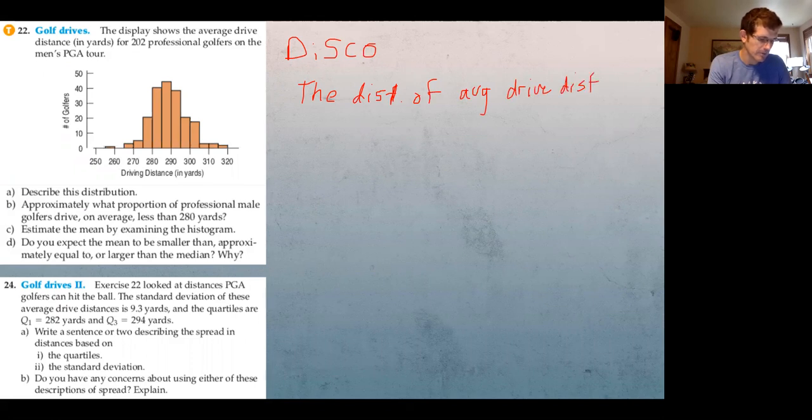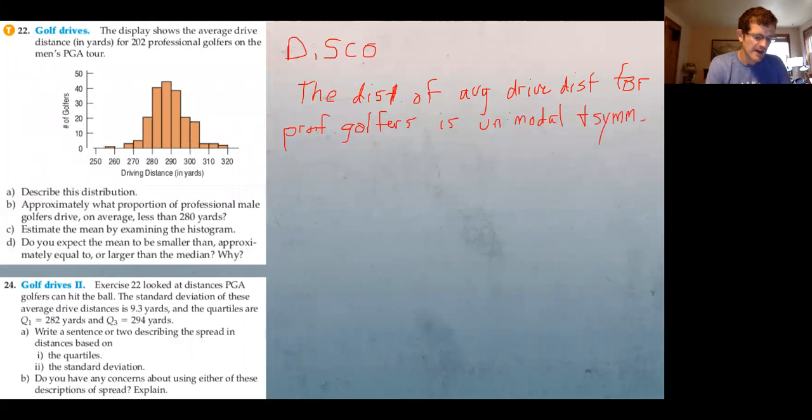for professional golfers. I could put a little bit more as far as context goes, but I'm just going to move ahead for time. The distribution is, and now I can start describing the distribution. When I look at that distribution in the top left, it seems to be unimodal, and I would say pretty darn symmetric. So that is the distribution. That's all I need to say.